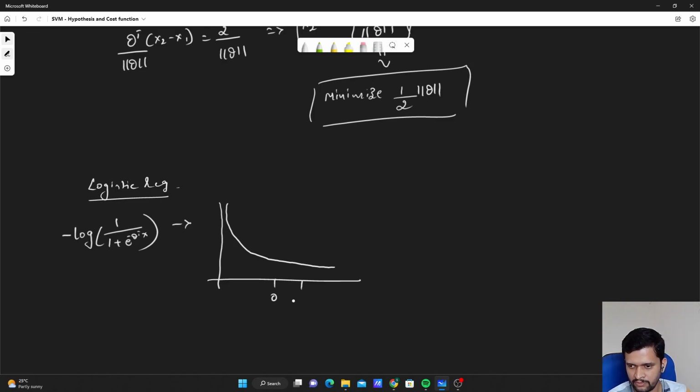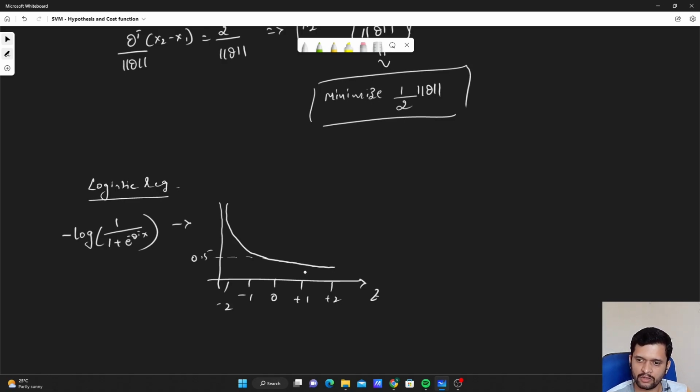So 0, plus 1, plus 2, this is our z, right? Minus 1, minus 2, and this will be exactly 0.5. Okay, if you have not seen my logistic regression video, I suggest you go back to the logistic regression video, understand the cost function, and come back here.